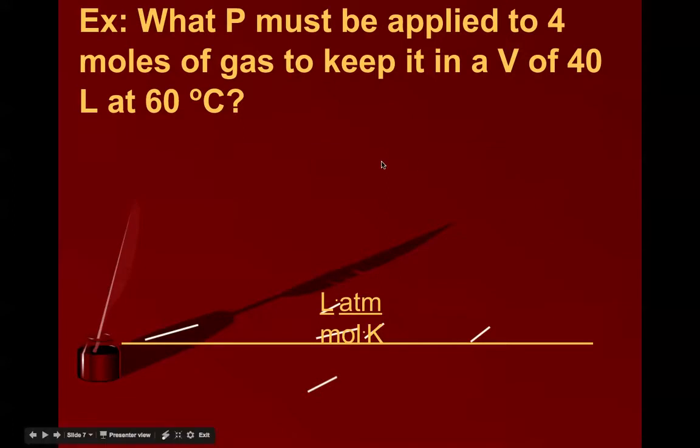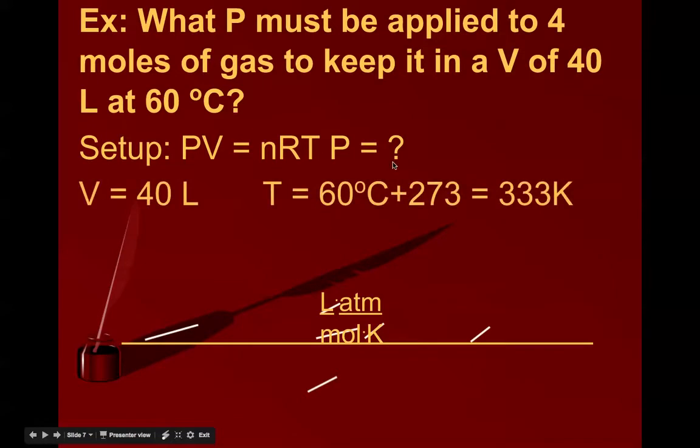60 degrees Celsius? So, on our list, PV equals nRT, we've got our pressure, what we're trying to find. But notice there's no second volume, no second temperature. And also, the fact that we have moles is a huge hint. We're going to be using the ideal gas law. So, plug all this information in.